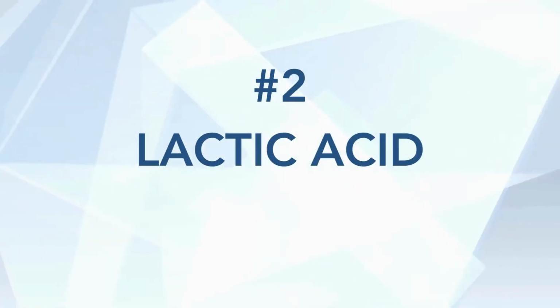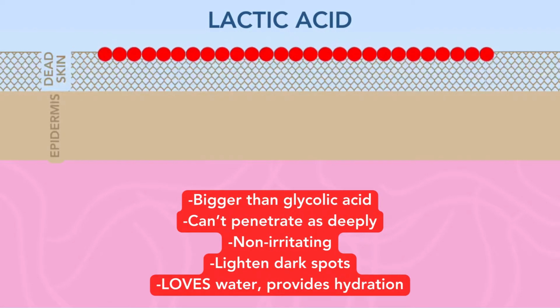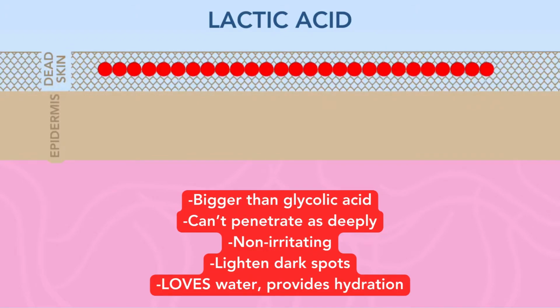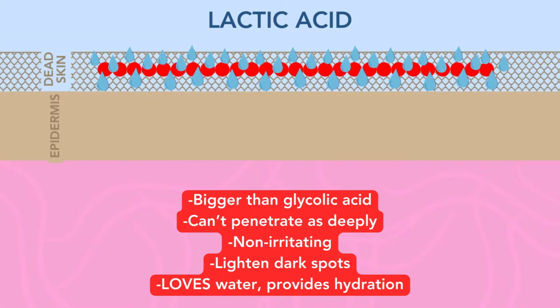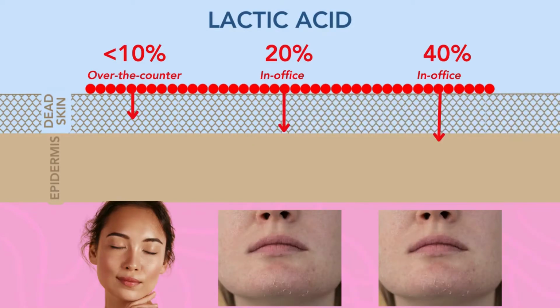Second, lactic acid. Lactic acid is a larger molecule than glycolic acid, so it can't penetrate as deeply, and when it does penetrate the skin, it does so very slowly, so it does not irritate. It can also lighten dark spots, and it loves water, so it provides hydration to that stratum corneum, so it's really good if you have sensitive skin or eczema-prone skin. Lactic acid you can buy over the counter in lower percentages. It also comes in higher percentages. You can get an in-office peel, though lactic acid peels aren't super popular.